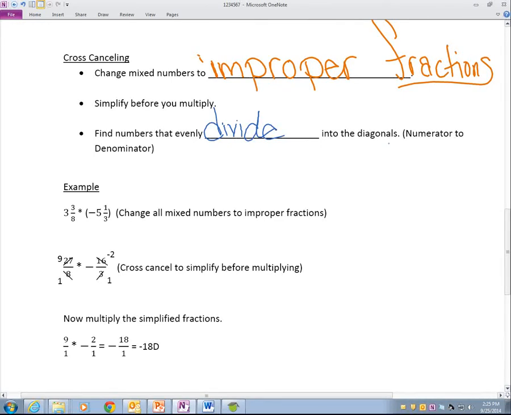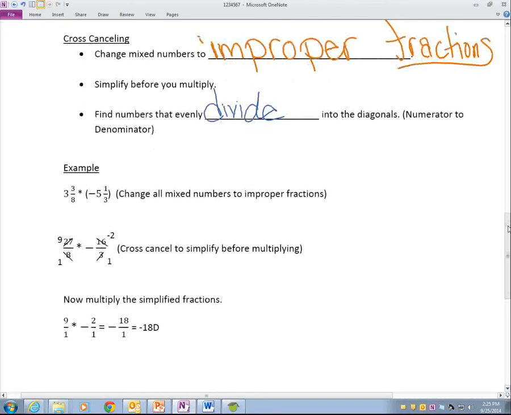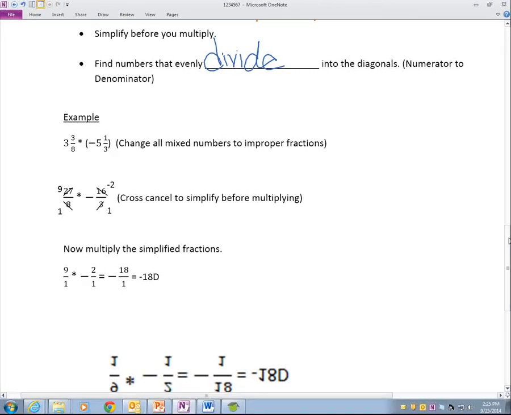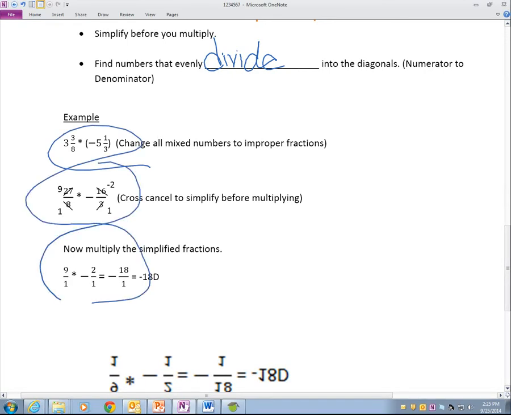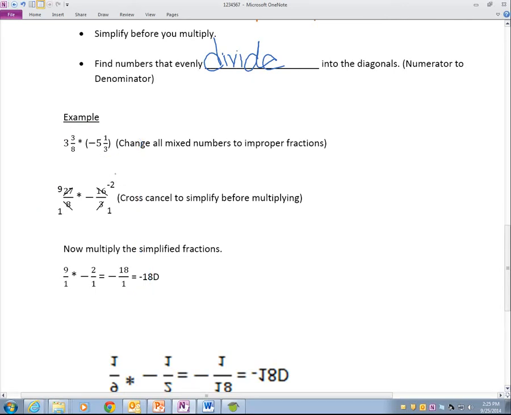You did. Good. So we have to divide, or find numbers that equally divide into the diagonals. Now this example is teeny tiny, okay? So what I'm going to do is rewrite some of it on the other side. So it says here, I want you to number this, okay? So we're going to change all numbers into improper fractions. Then we're going to cross cancel. Then we're going to multiply the simplified equations. So step 1. Right there.